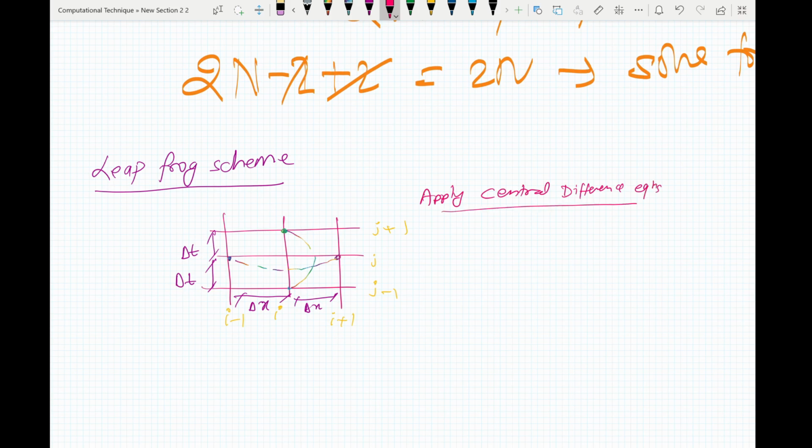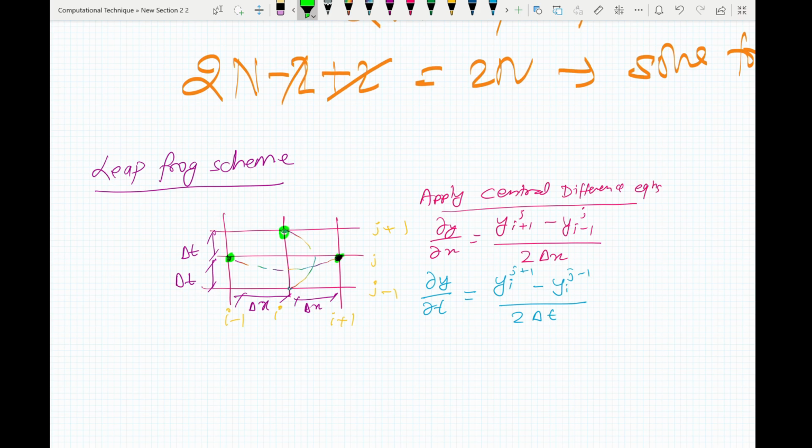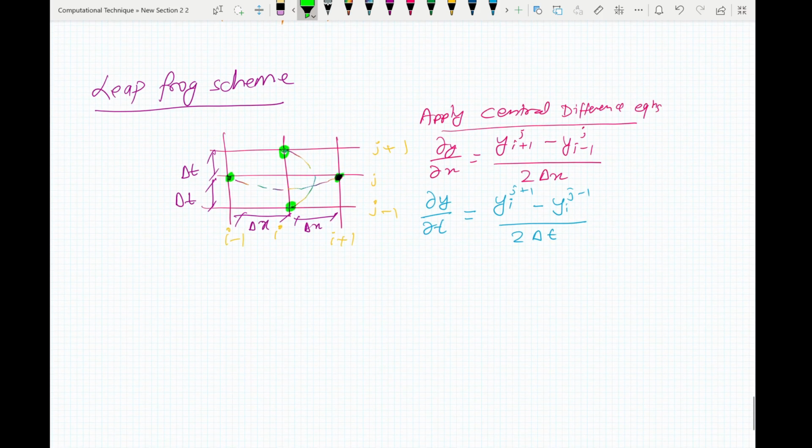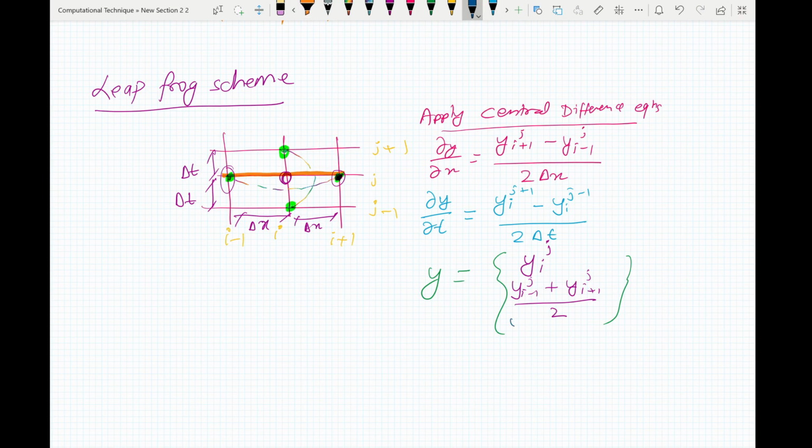So here your dy by dx will be given by, so here we are taking this point and this point, and for your dy by dt you will get, so here we are using this point and this point, and your y can be taken either as this point here, which is y i j, or as an average of these 2 points, or as an average of all of these 3 points. So for y, you can use either of these equations.